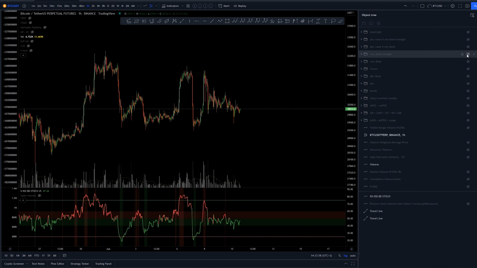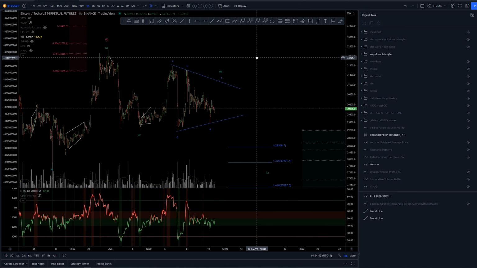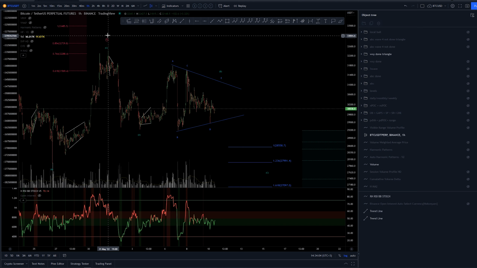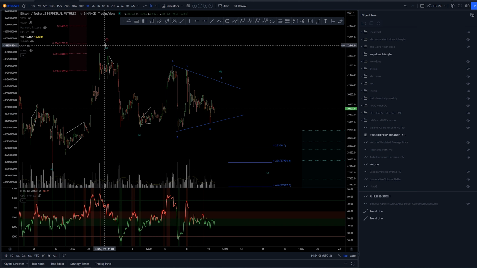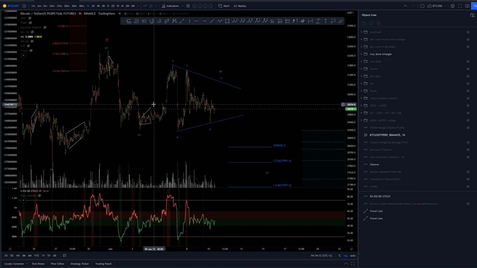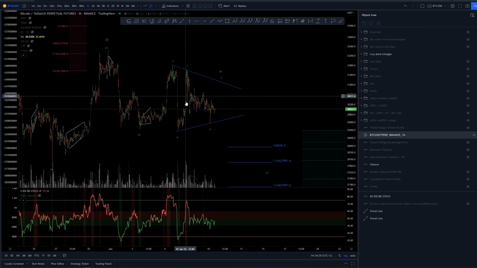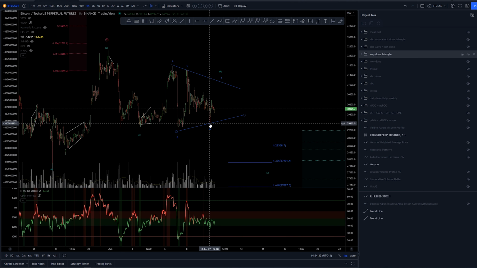Instead of, as we talked about the triangle count before, I'm more leaning towards this. We had, again, the WXY ending up here. We had 5 waves into A wave, and then we had a zigzag into A, another zigzag into B, zigzag C, zigzag, most likely a complex correction down for the D wave here.